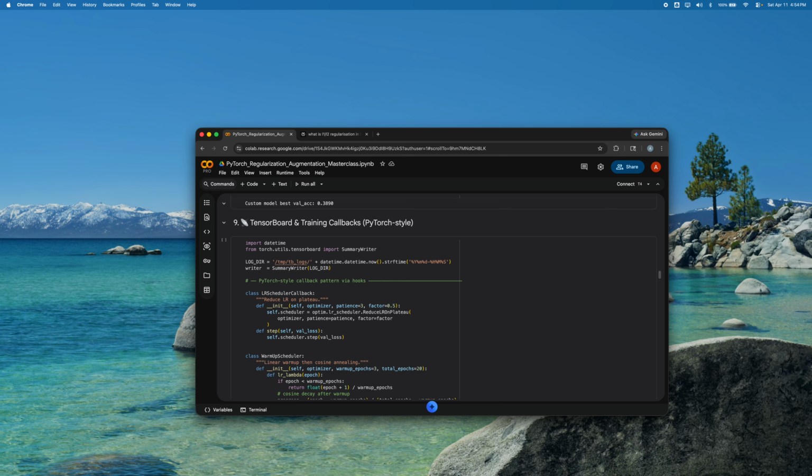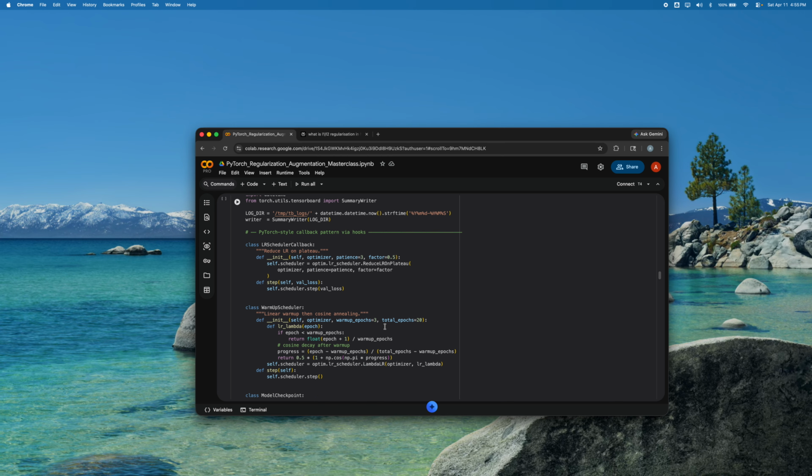Then we have TensorBoard and callbacks. TensorBoard is a web-based dashboard for visualizing training in real time. The SummaryWriter logs metrics like loss, accuracy, learning rate, and weight histograms to disk. Then you launch the TensorBoard server to view them. This section also implements the callback-style pattern in pure PyTorch.